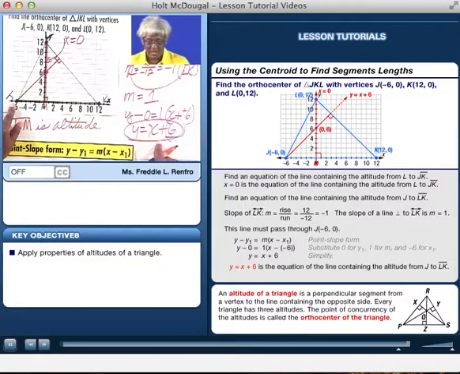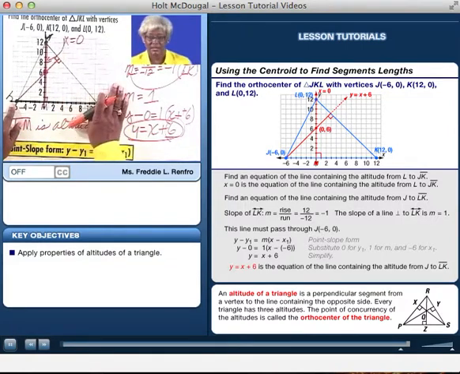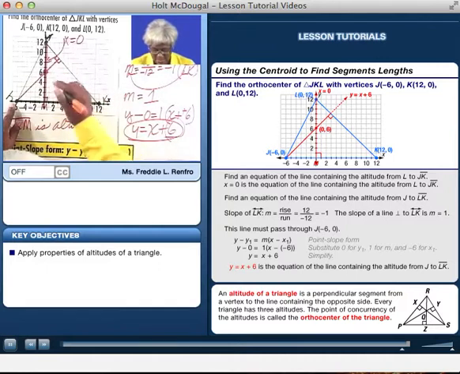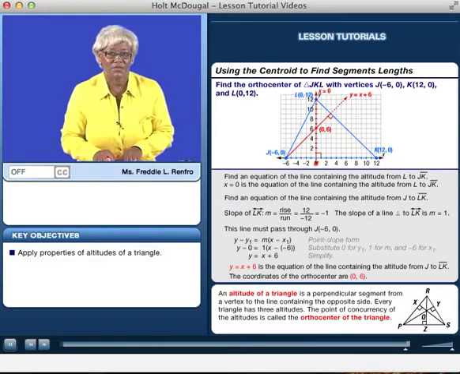Using systems, I can now see that my two altitudes, where do they intersect? They intersect at 0, 6. And what is that? That's the orthocenter of the triangle. That's where the two altitudes intersect.